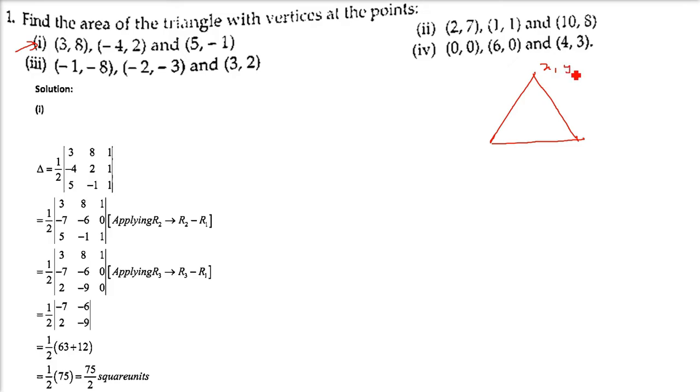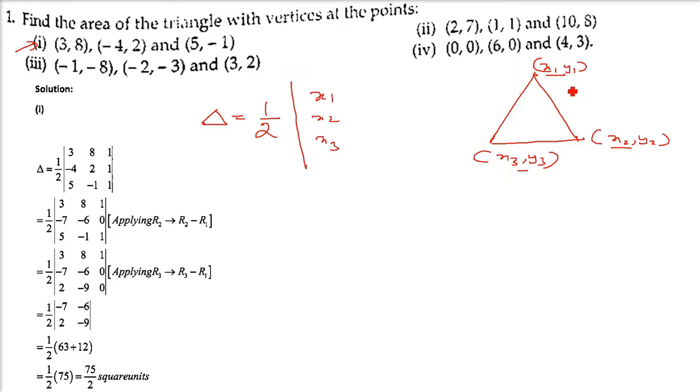Okay, this is x1, y1, the vertex. x2, y2 is the vertex and x3, y3. These are the three vertices of a triangle. The area of the triangle is half of the determinant. Now you have to take the x coordinates in the first column, x1, x2, x3 like this. Then you have to take the y coordinates in the second column, and then you have to place 1, 1, 1 in the third column. So this is the area of the triangle.